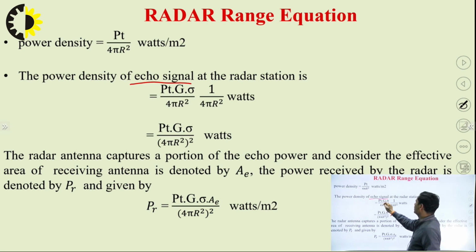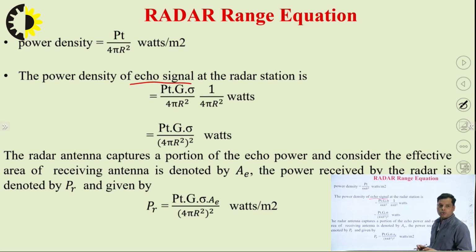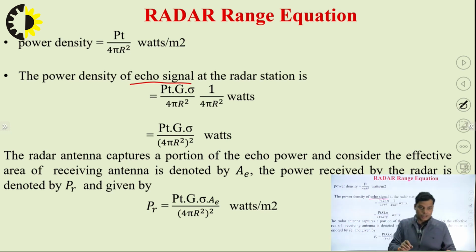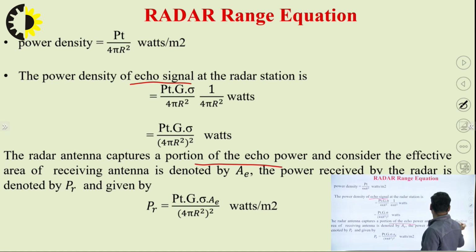So it is given by PT into G into sigma upon 4 pi R square, into 1 upon 4 pi R square. So simply the power is given by PT into G into sigma upon 4 pi R square whole square, watt. This is the power that is intercepted by a target and re-radiated back towards the receiver station. The radar antenna captures a portion of this echo power, considering the effective area of the receiving antenna.